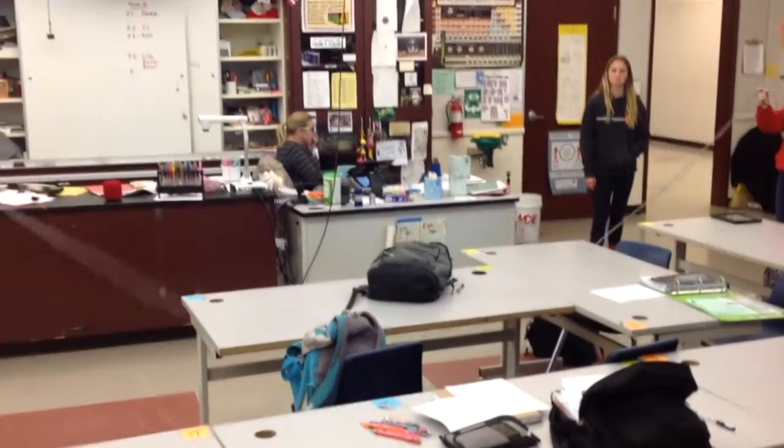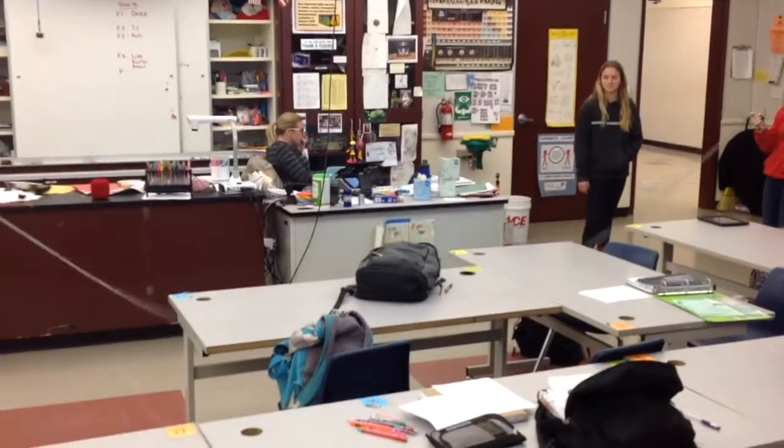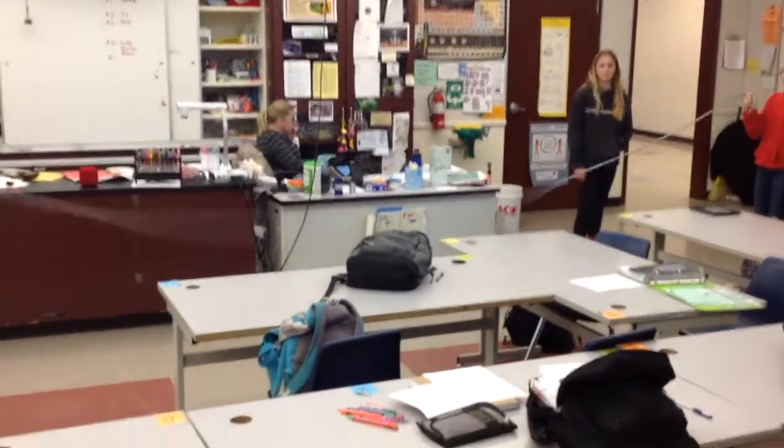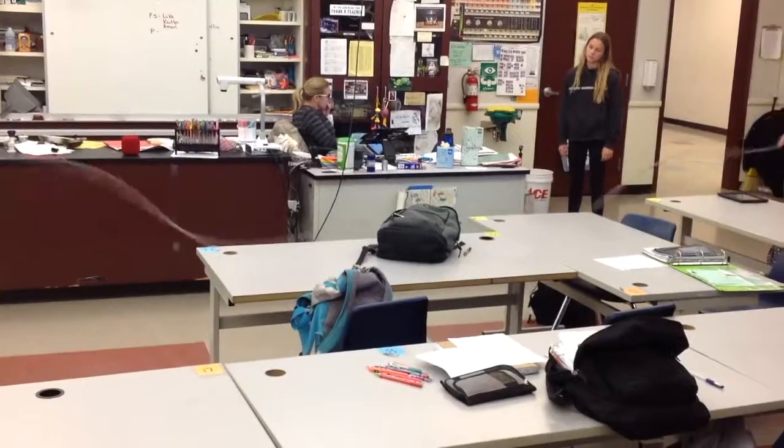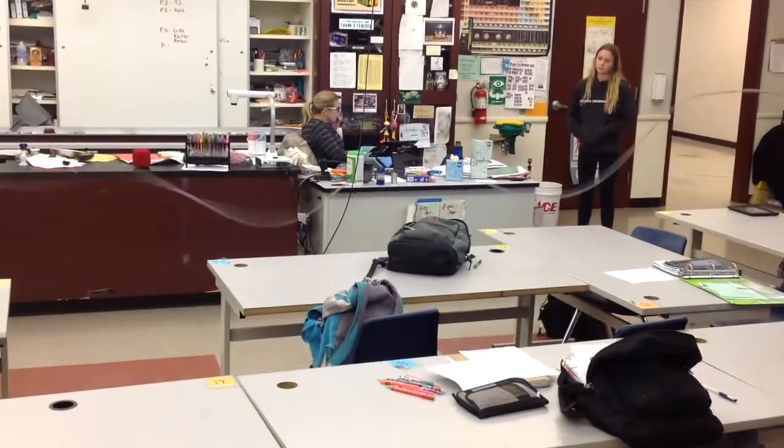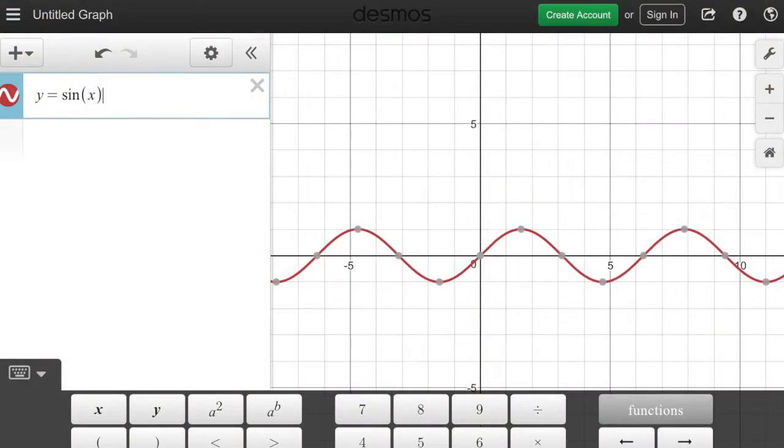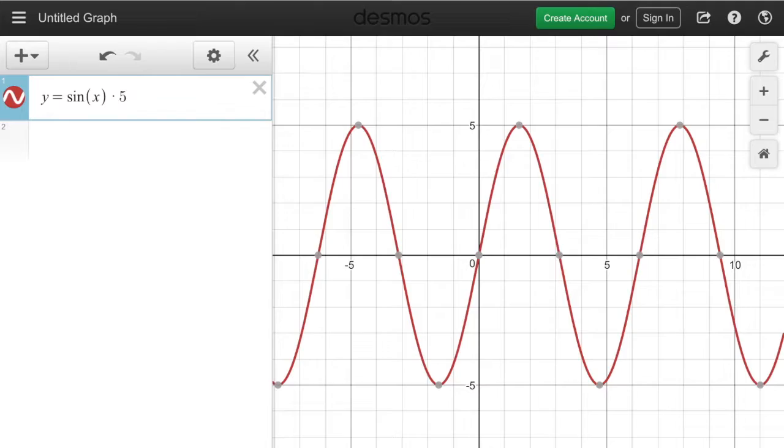Wavelength is the length of each wave from crest to crest or trough to trough. In this example, you can see that the wavelength is high. In this example, however, there is a lower wavelength. Here is amplitude demonstrated on a Desmos graph. This is a wave with a low amplitude, and this is a wave with a high amplitude.